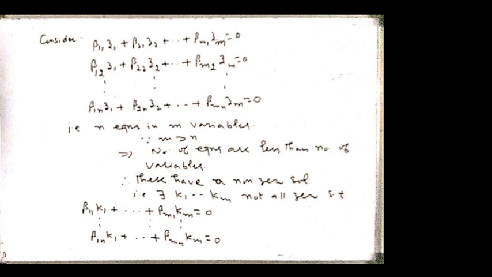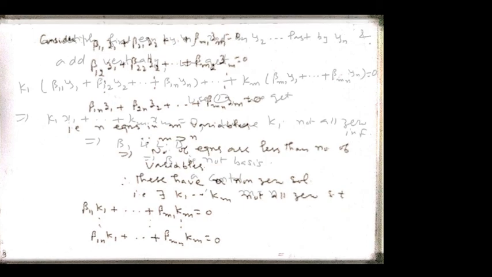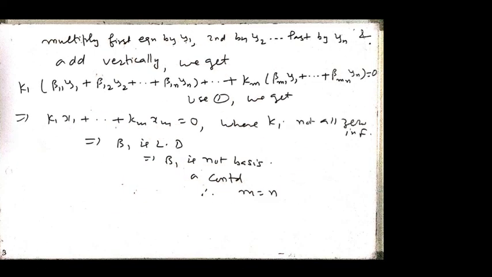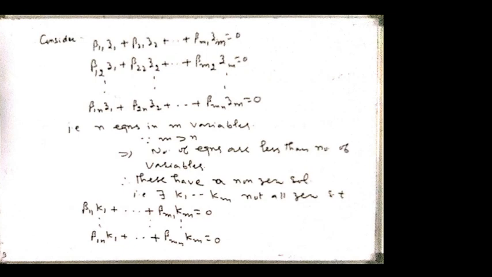It means these have a non-zero solution, that is, there exist k1 k2 and so on km not all zero, such that beta 1 1 k1 plus and so on beta m1 km equals 0, and so on, beta 1 n k1 plus and so on beta mn km equals 0. In the above equations I replace z1 by k1, z2 by k2 and so on. Now multiplying the first equation, beta 1 1 k1 and so on beta m1 km, by y1.